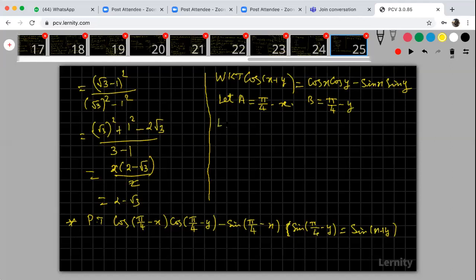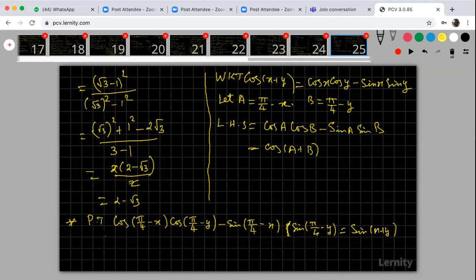So then come to the LHS. My LHS is cos of a cos of b minus sin of a sin of b. Look at that, cos a cos b minus sin a sin b is nothing but cos of a plus b. My LHS is cos a cos b minus sin a sin b because I am taking pi by 4 minus x as a, and pi by 4 minus y as b, right?